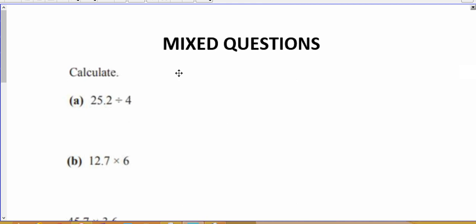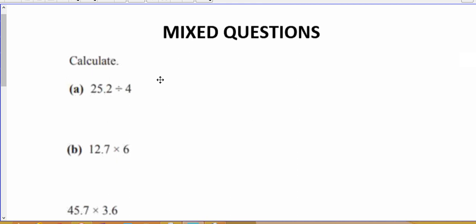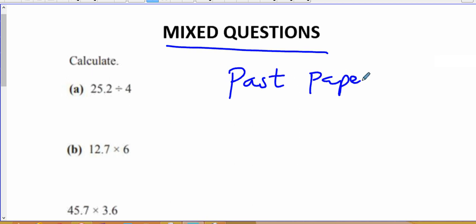Now, for those who do not know what mixed questions mean, this comprises questions which have been extracted from past paper examination questions. And remember what I said in my previous videos, this worksheet is specifically for students of year 7, year 8, and year 9 who are following the checkpoint syllabus. And this checkpoint syllabus is offered by Cambridge. Okay? So why are these labeled mixed questions? Because these are past paper examination style questions.